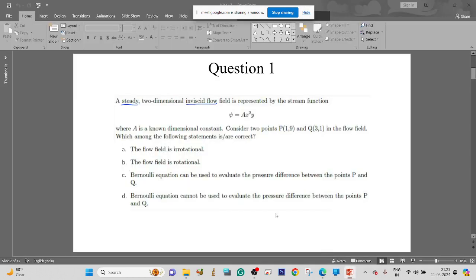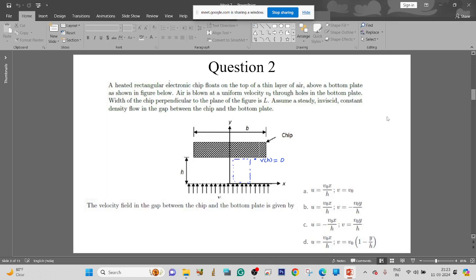Okay, let's proceed to the next question then. As I've said, this is the extension of the problem that we already did in the class. So here a heated rectangular electronic chip is floating on top of a thin layer of air above a bottom plate as shown in the figure. Air is blown at a uniform velocity v0 through the holes in the bottom plate, as we have seen in the previous problem. Width of the chip perpendicular to the plane of the figure is L. Assume a steady, inviscid and constant density flow in the gap between the chip and the bottom plate.